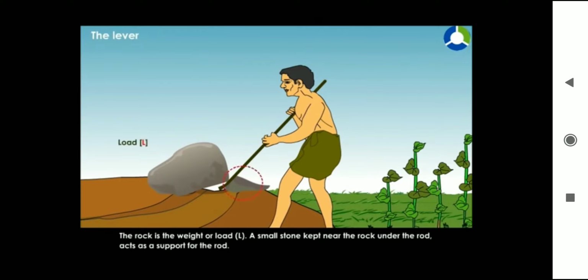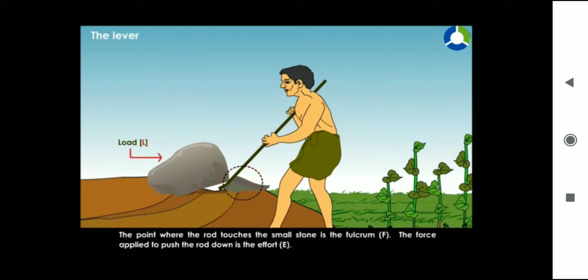A small stone kept near the rock under the rod acts as a support for the rod. The point where the rod touches the small stone is the fulcrum F. The force applied to push the rod down is the effort E. The levers are classified into 3 types.